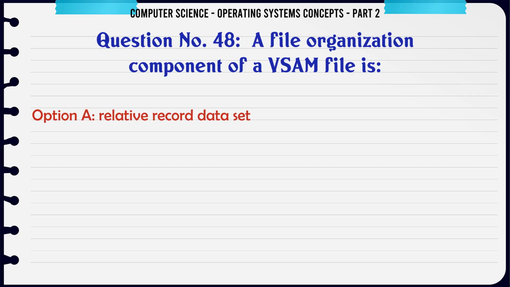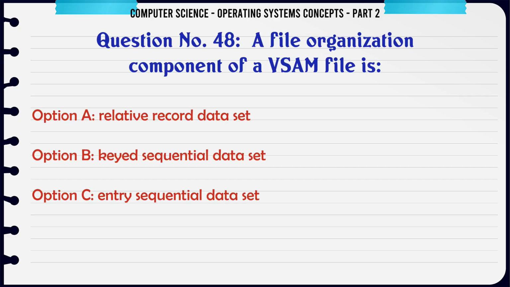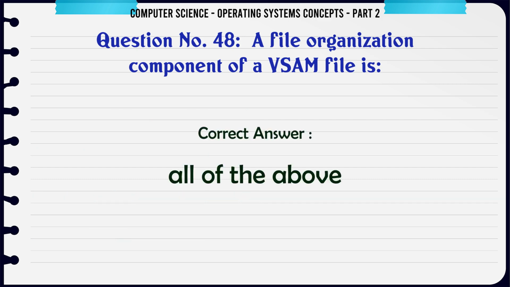A file organization component of a VSAM file is: A. Relative record data set. B. Keyed sequential data set. C. Entry sequential data set. D. All of the above. The correct answer is all of the above.